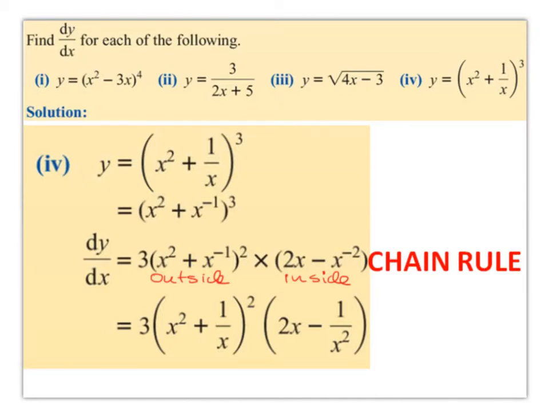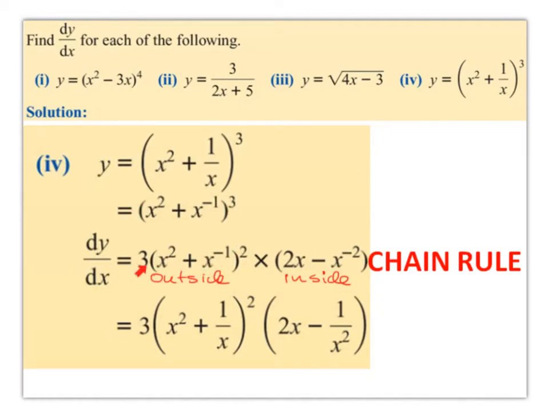Part 4. y is equal to (x squared plus 1 over x) raised to the power of 3. Okay, so we don't want a fraction inside of our brackets, so we're going to change 1 over x to x to the power of minus 1. And now we can use our chain rule. So dy/dx is going to be 3 times (x squared plus x to the power of minus 1) raised to the power of 2.